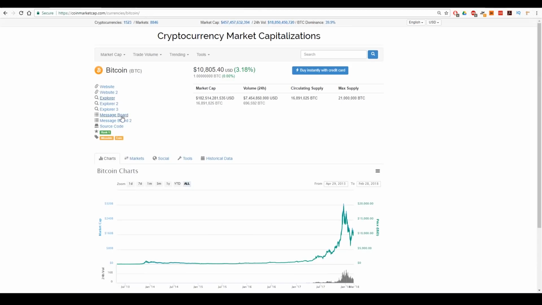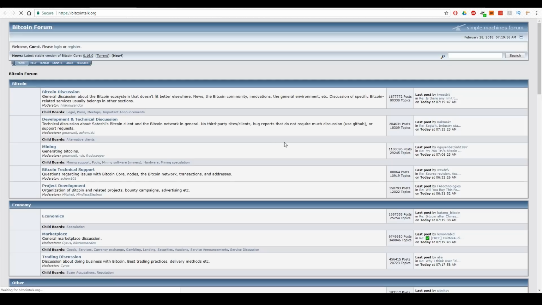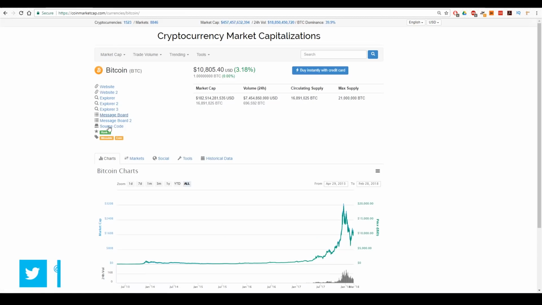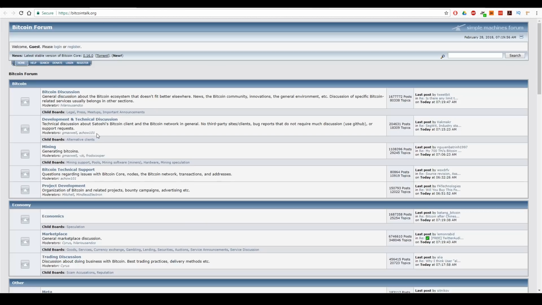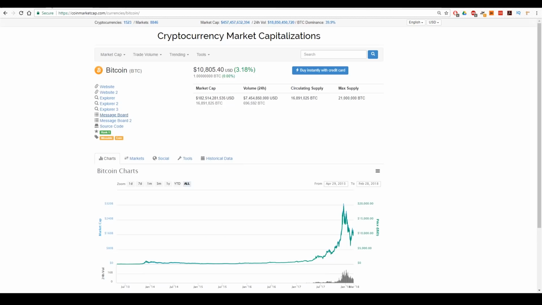Now, the next thing is message boards. Message boards are kind of like the main forum or the main chat rooms associated with that particular cryptocurrency. So again, you know these links are going to trusted sources. They're going to the most original sources. So this is why CoinMarketCap is so great, it provides these links for you. Okay, so we'll shut that down. You can see there's another message board.